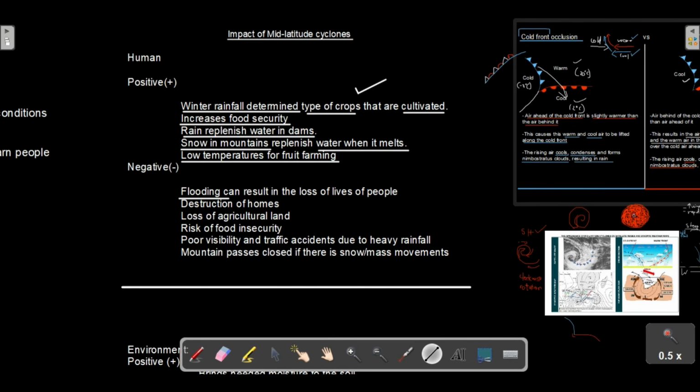Flooding can result in the loss of lives. We've heard of this many times in the news. A lot of people have lost their lives due to flooding, so flooding can be very, very dangerous. Mid-latitude cyclones are associated with heavy rainfall, and heavy rainfall results in flooding of rivers, which results in the loss of lives, because these occur where people stay, in neighborhoods. There's also destruction of homes due to flooding and heavy rainfall.